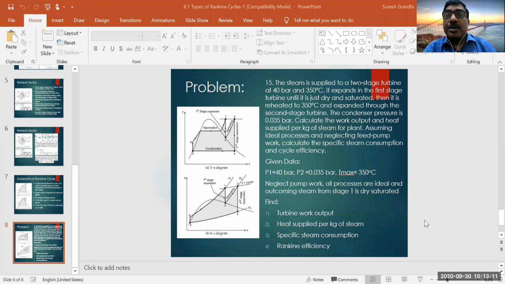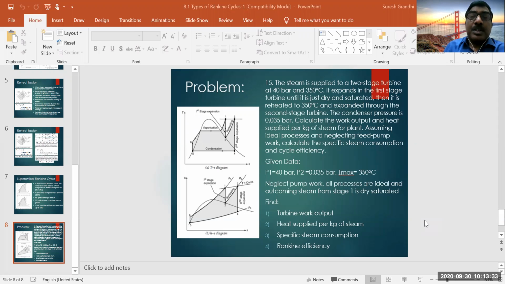Then it is reheated to 350 degrees centigrade and expanded through the second stage turbine. The condenser pressure is 0.035 bar. Calculate the work output, the heat supplied per kg of steam. Assuming ideal process and neglecting feed pump, calculate specific steam consumption and cycle efficiency.